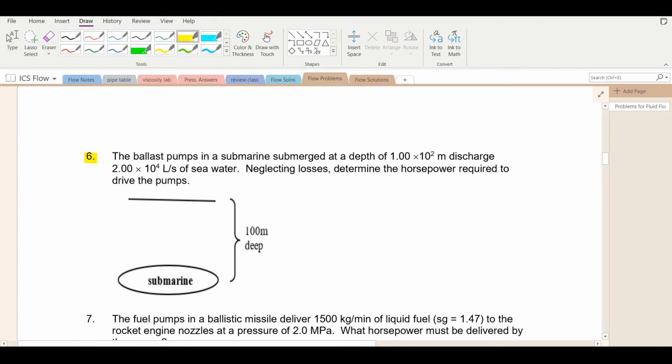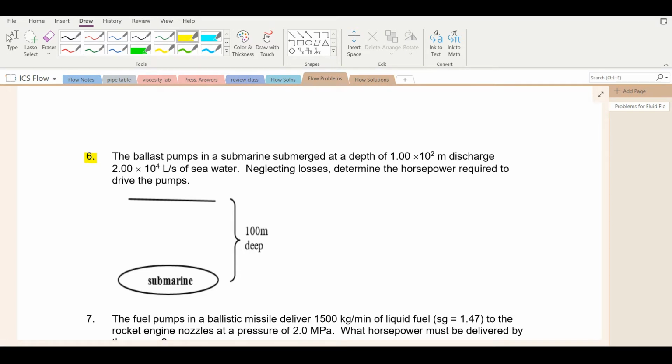Problem number 6. The ballast pumps in a submarine submerged at a depth of 100 meters discharge 20,000 liters per second of seawater. Neglecting losses, determine the horsepower required to drive the pump. Here's the submarine. It's 100 meters below the surface in seawater. So a ballast pump can pump water out of a lower compartment in a ship's hull. In the case of a submarine, presumably it pumps water in and air out when it wants to dive, and it pumps water out and air in when it wants to rise.